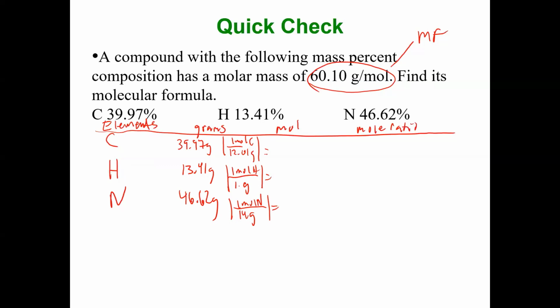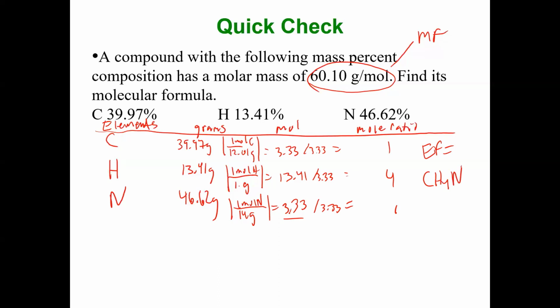And I get my moles, and they come out to be 3.33 moles of carbon, 13.41 moles of hydrogen, and 3.33 moles of nitrogen. To get the mole ratio, I'm just going to divide all of the moles by the smallest mole number, which is 3.33. So I'm going to divide this by 3.33, 3.33, 3.33. And it's obvious these two are going to be 1, and this one is going to be my 4. So my empirical formula, my simplest formula, is going to be CH4N.